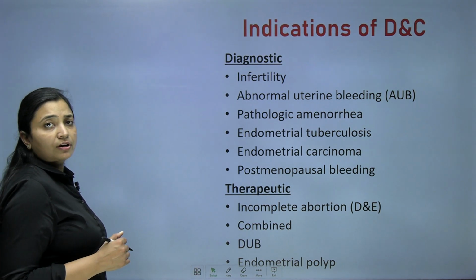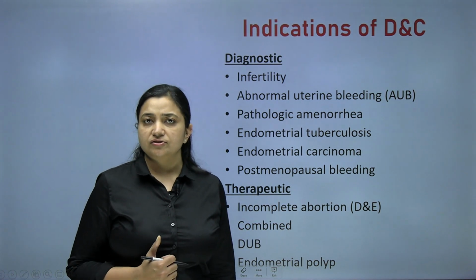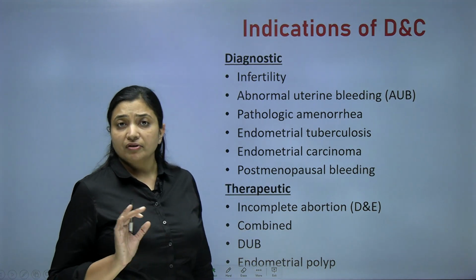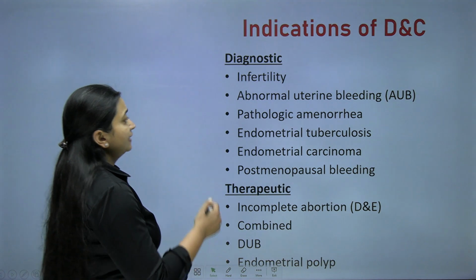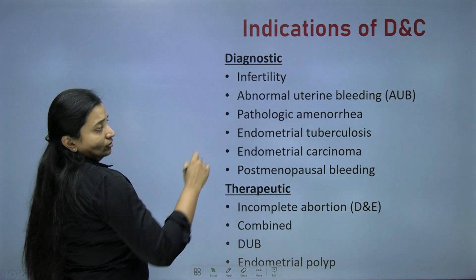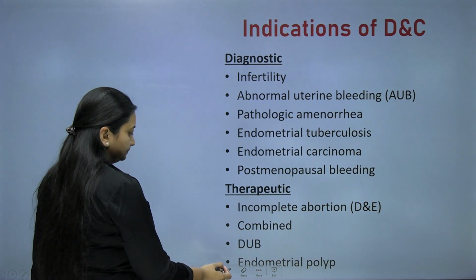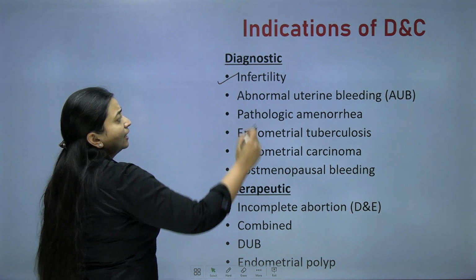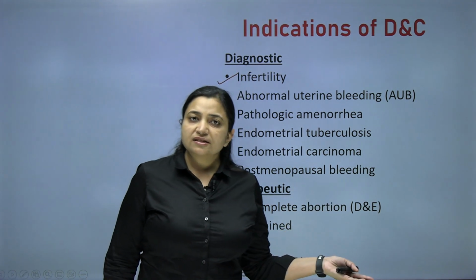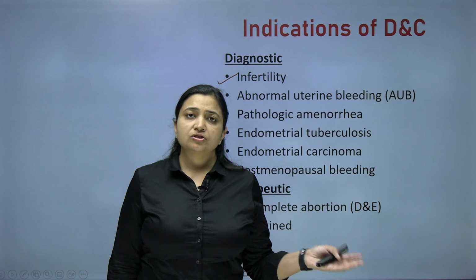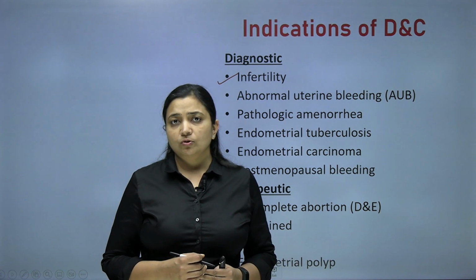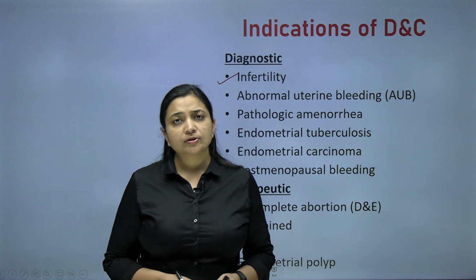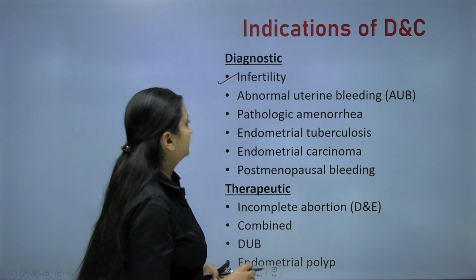Indications of D&C. What are the indications when we do these surgeries? This is for the purpose of writing in your exam or in your vivas, that it could be therapeutic or diagnostic. Why are we doing this? Infertility. In past days, we were doing it as a diagnostic procedure for infertility to check for luteal phase defect or the phase of the endometrium, but nowadays it is an obsolete procedure in case of infertility.